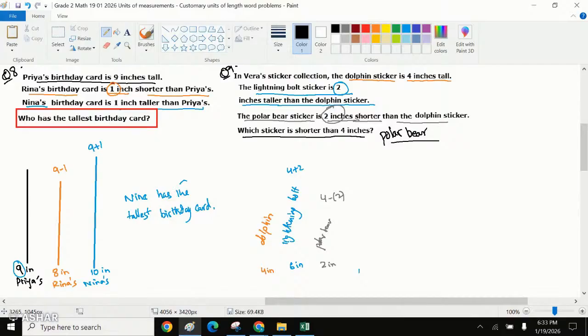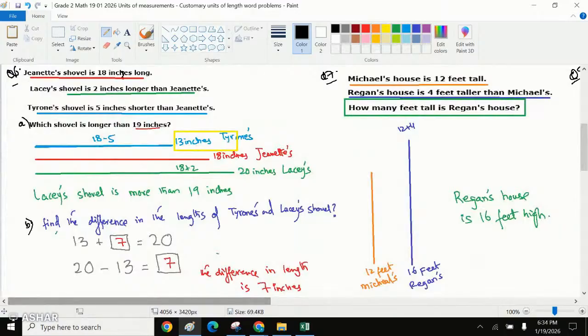So all we need to do is compare the lengths of different objects together to find the required answer, right? Okay, just one more, then we'll try the test. Let's try the test.